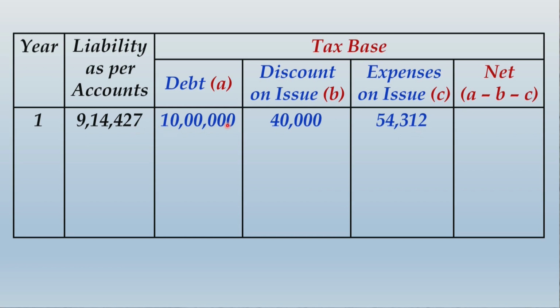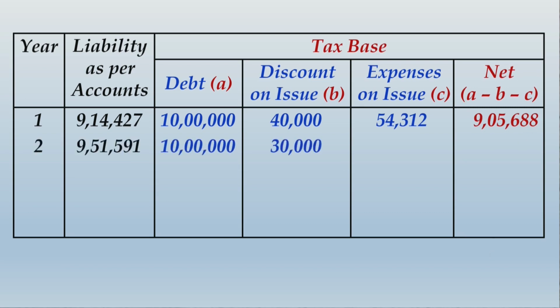Now understand one thing very well. Out of this total amount of debt, when you subtract the discount on issue and expense on issue, all these are representing the tax base of each of these components, what you get is the net tax base, which will be A minus B minus C, that comes to 9,05,688.